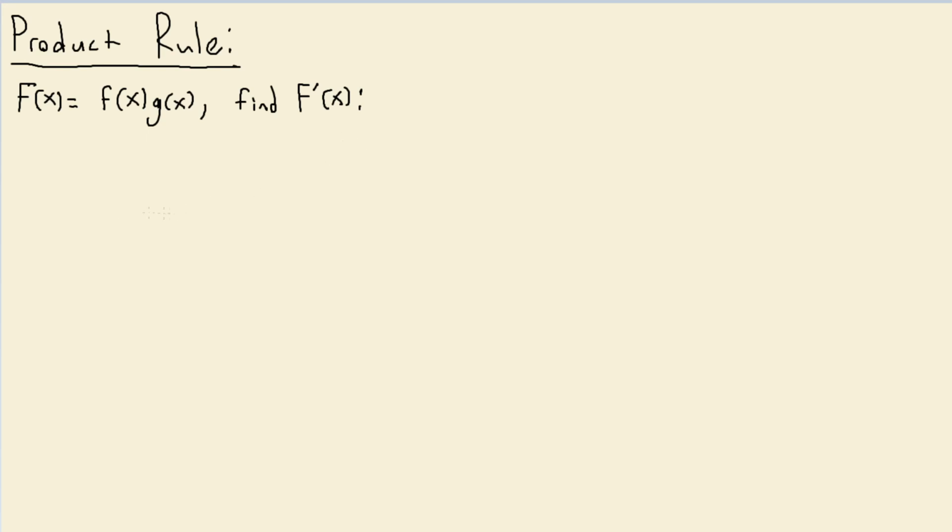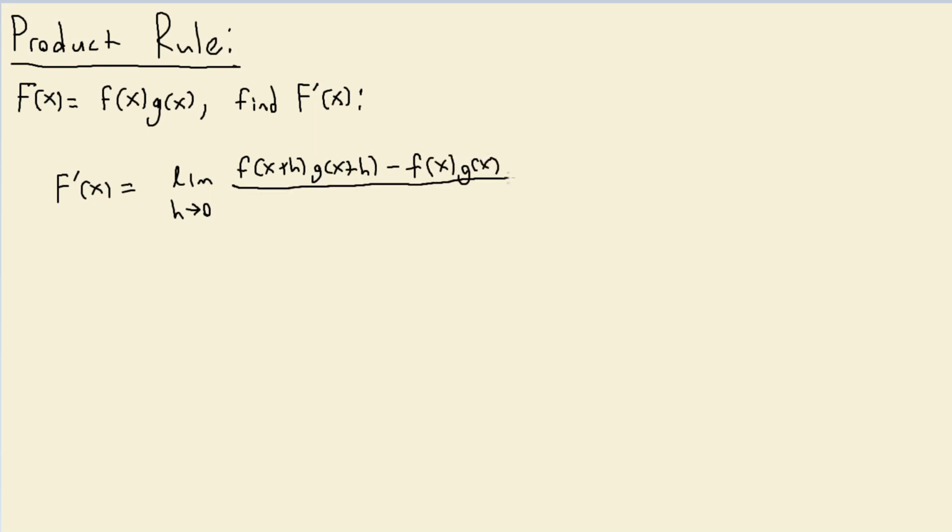As a first step, we always are going to divert to first principles and go to our limit definition. So f prime of x, we know from our limit definition, is going to equal the limit as h approaches 0 of what would be in the numerator. We would have f of x plus h, which in this case is lowercase f of x plus h, g of x plus h, minus lowercase f of x times g of x, over h.